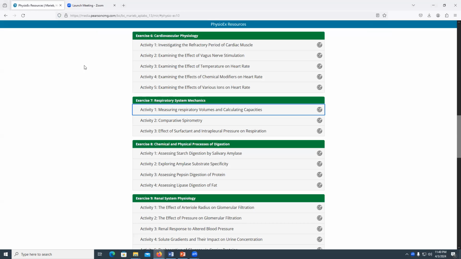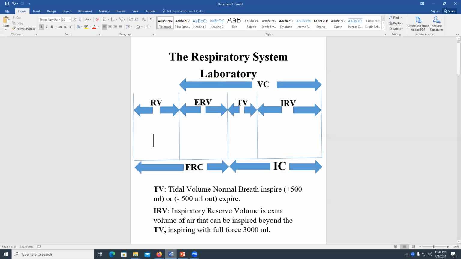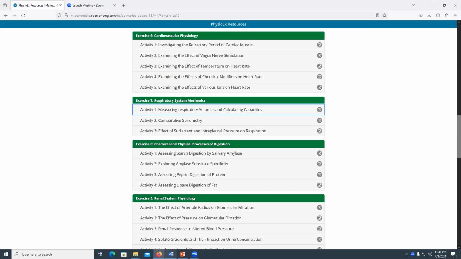Hello and welcome to this very important laboratory, the Respiratory System Laboratory, exercise 7 on PhysioEx, Respiratory System Mechanics. And we will be doing today activity 1 titled Measuring Respiratory Volumes and Calculating Respiratory Capacities.